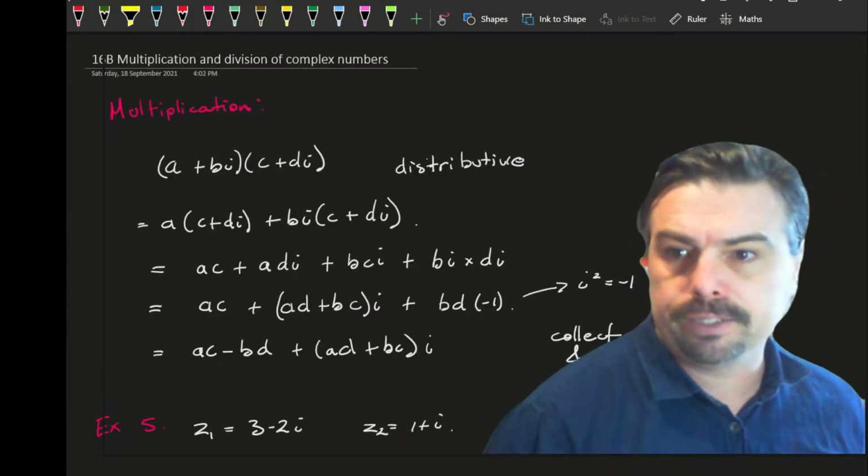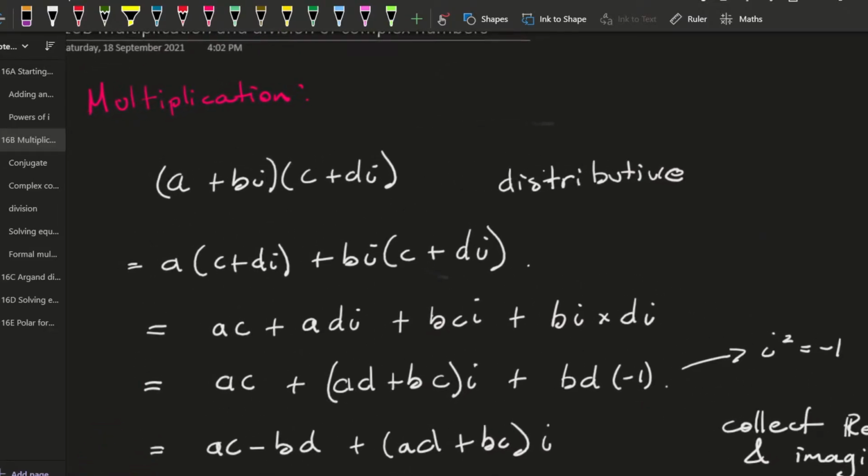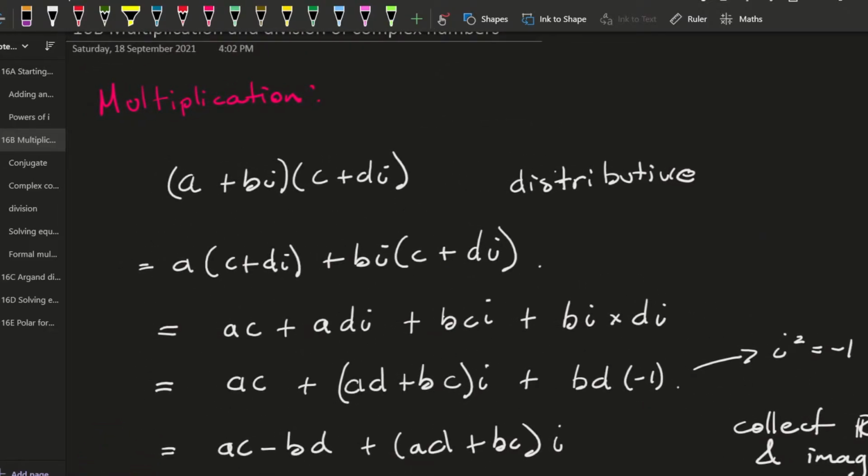So I've written this ahead of time, and you can see, just using the distributive law, this algebraic example here, a plus bi times c plus di, is very simple if we just expand the brackets, okay? So that's a times (c plus di) plus bi times (c plus di). And when we expand it all out, we've just got these real numbers here. So two real numbers are obviously a real number.